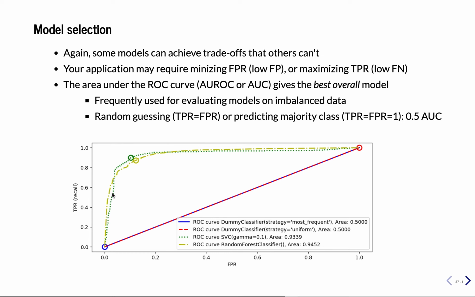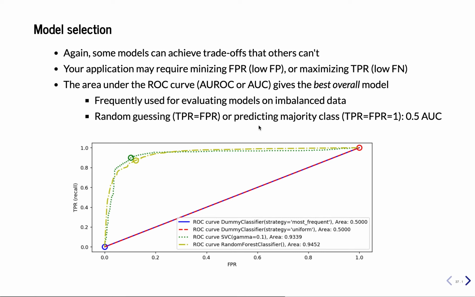Now, a very interesting property of the ROC curve is that both random guessing and models that only predict the majority class have the lowest possible AUC, 0.5. If you are random guessing, it means you will randomly predict the positive point as positive or negative. So the true positive rate and the false positive rate are exactly the same. So all these points will end up on this diagonal. And then the area under this diagonal will be 0.5.